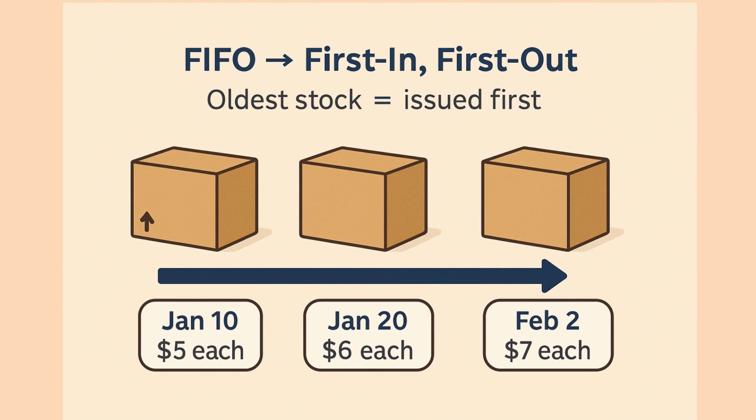It's commonly used in industries where materials are perishable or time-sensitive, like food, chemicals, and medicine. Let's visualize it. Imagine boxes of materials stacked in the store. The first boxes purchased are taken out first for production, while the new arrivals remain behind. So, when issuing materials, we charge the oldest cost prices first.